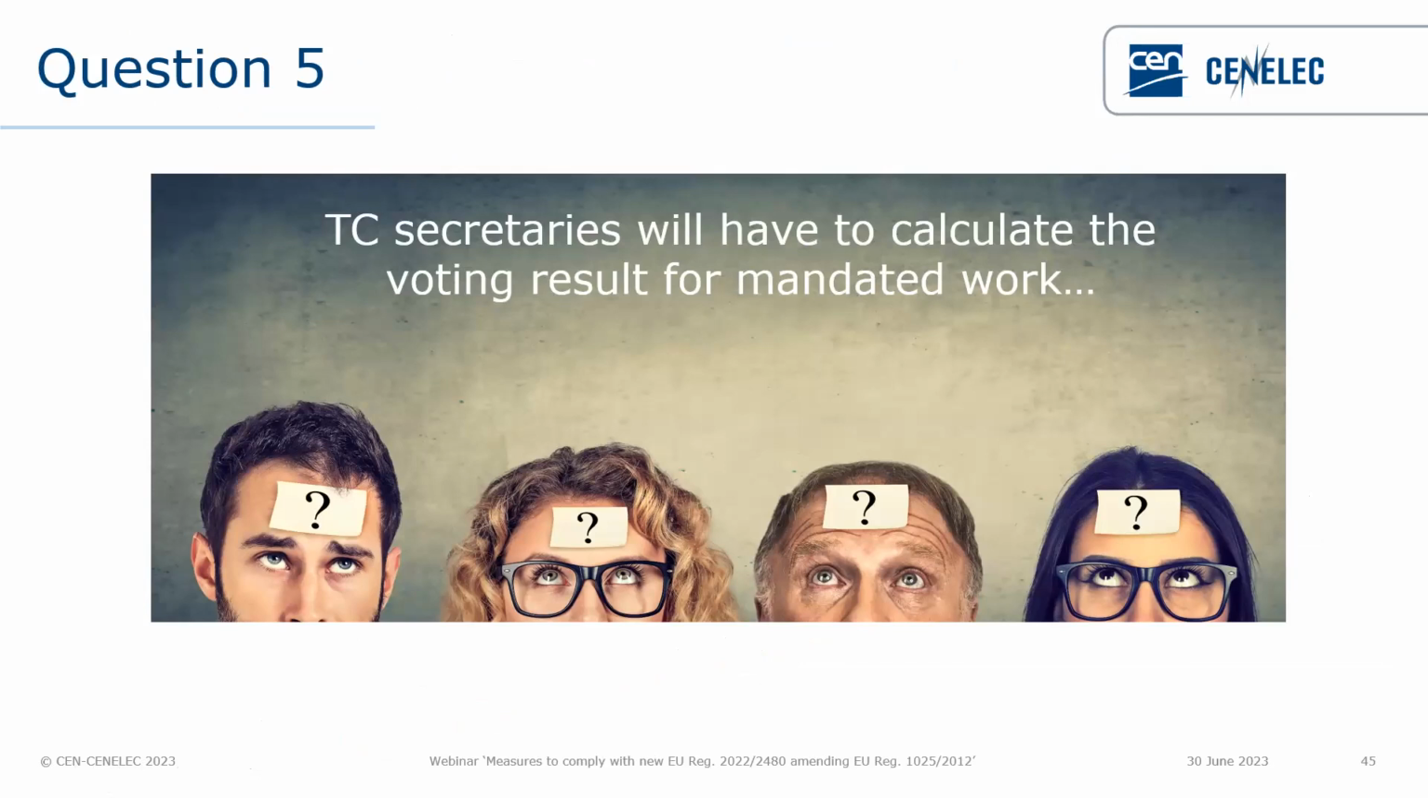Okay, question. Let's see if everything was clear. So we can launch question number 5. The question is, TC secretaries will have to calculate the voting result for mandated work. True, it will be a very complicated task requiring a lot of attention. False, the voting result will be provided by the tool.